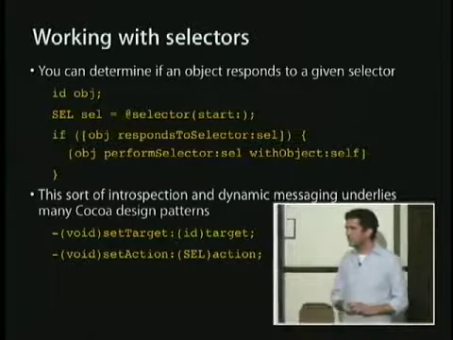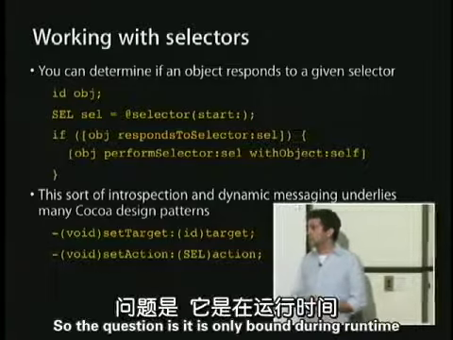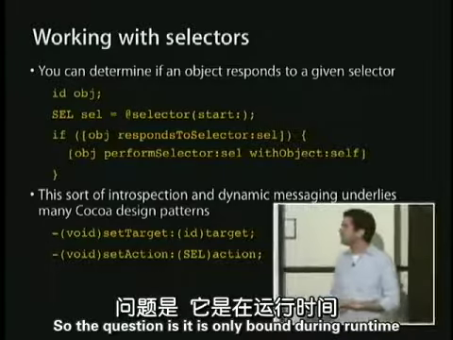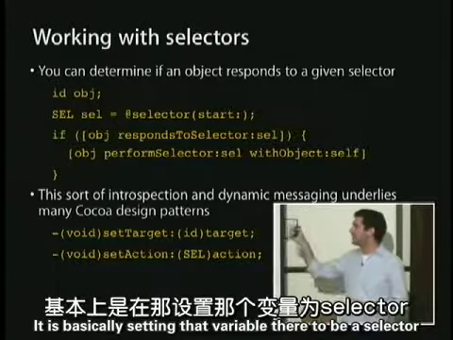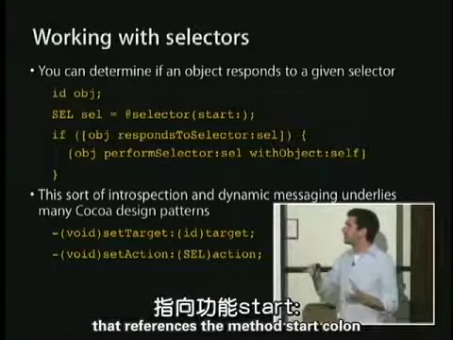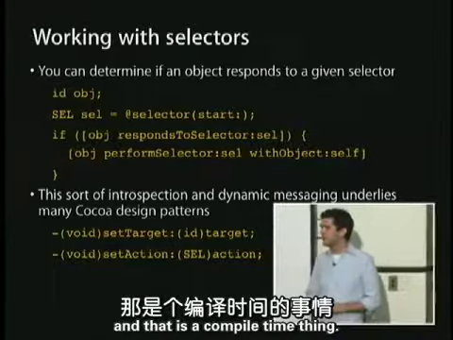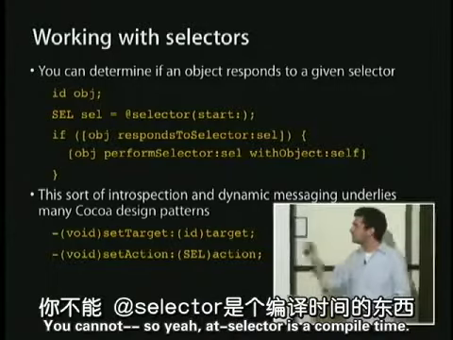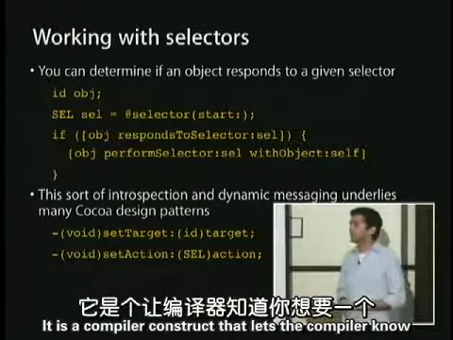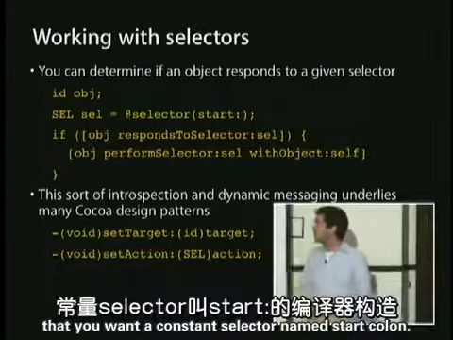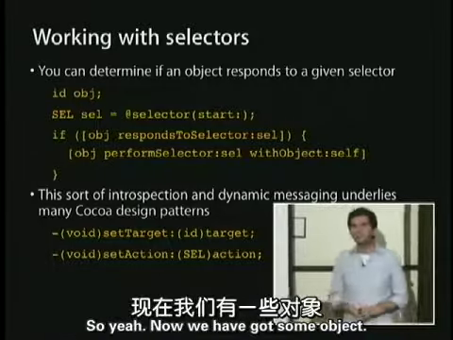But this is still done at runtime like this? Sorry? It's only binding to that method during runtime and not during compile? So the question is, is it only bound during runtime or compile time. That's actually a compile time thing. It's basically setting that variable there to be a selector that references the method start:, and that's a compile time thing. So yeah, @selector is a compiler construct that lets the compiler know that you want a constant selector named start:. So yeah, now we've got some object.